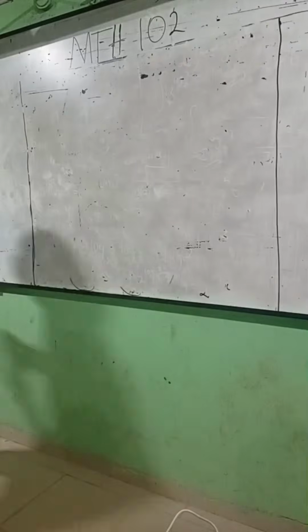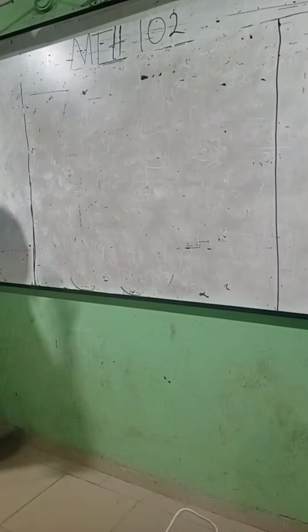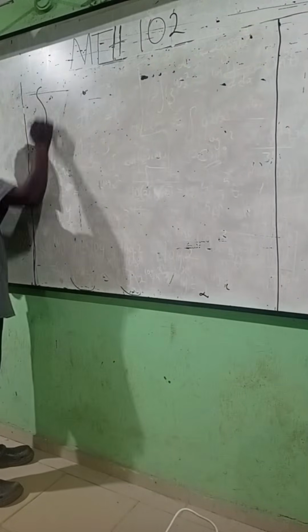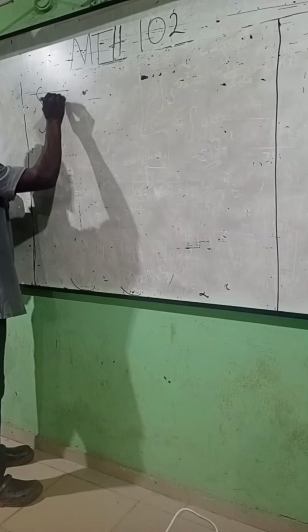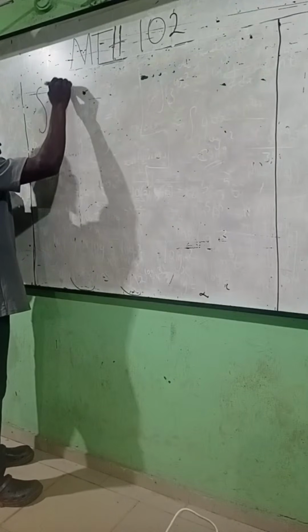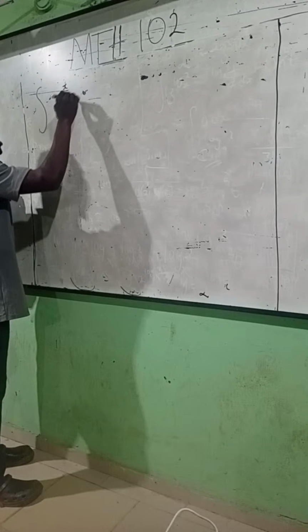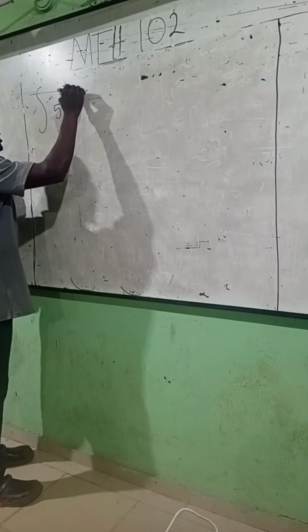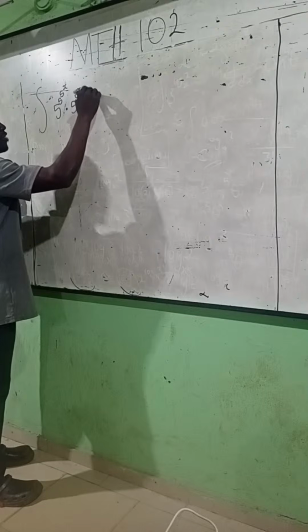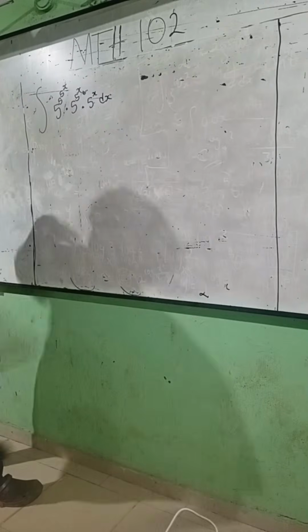Now what's question 2? Question 2 is also simple. Integral of 5 raised to power 5 raised to power 5 raised to power x, dot 5 raised to power 5 raised to power x, dot 5 raised to power x dx.